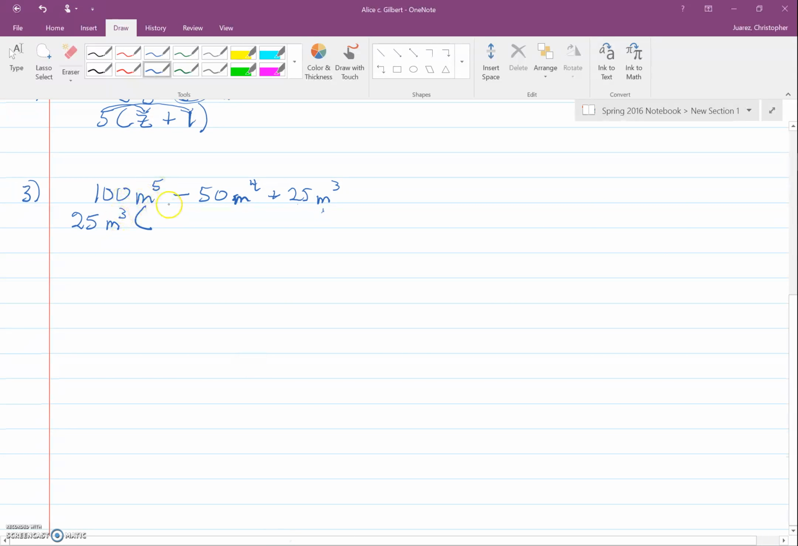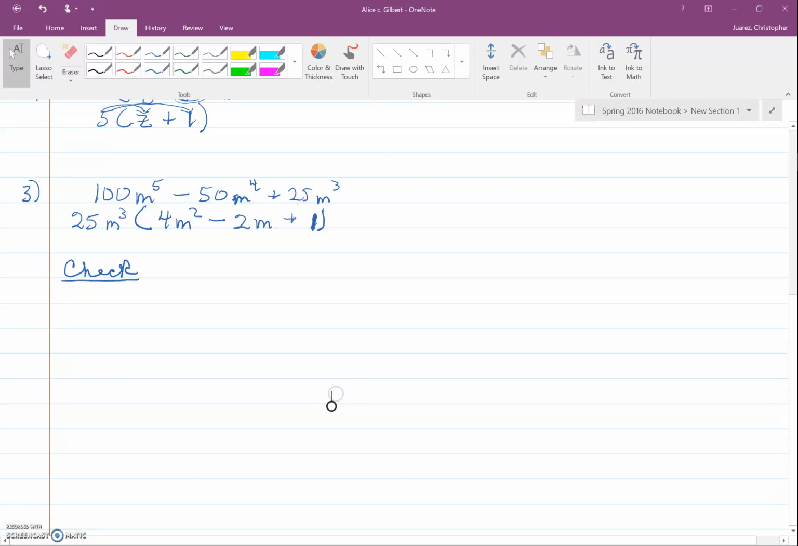100m to the 5th divided by 25m to the 3rd is 4m squared. 50m to the 4th divided by 25m to the 3rd is 2m. And 25m to the 3rd divided by 25m to the 3rd is 1. And now that's done. If I want to check, skip a line, write the word check.